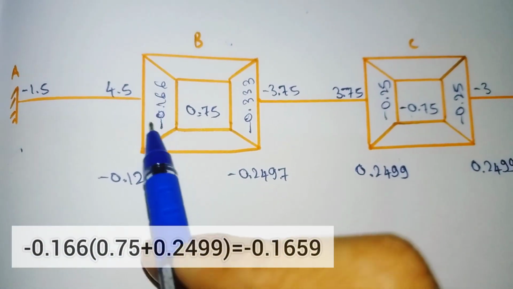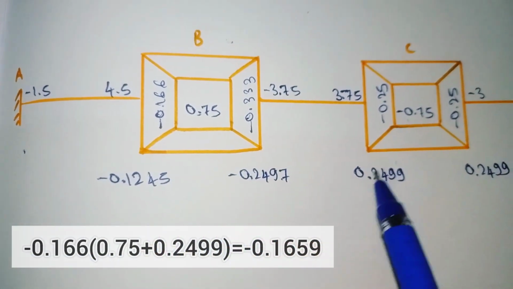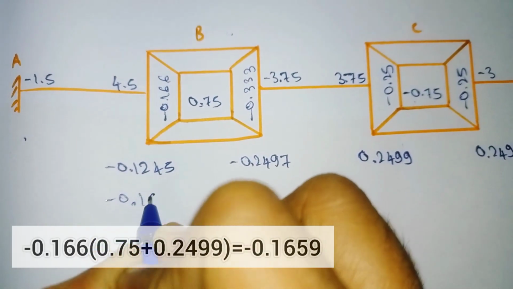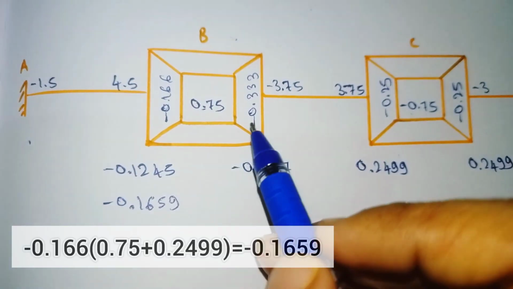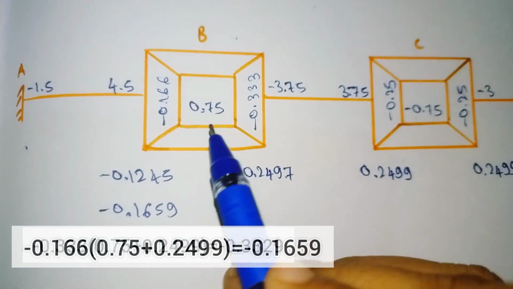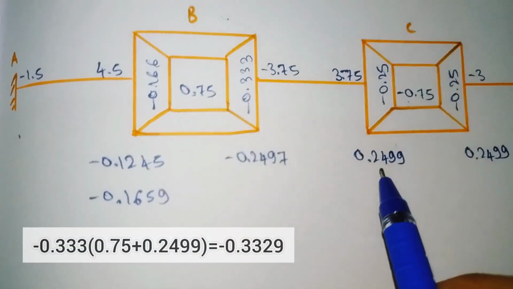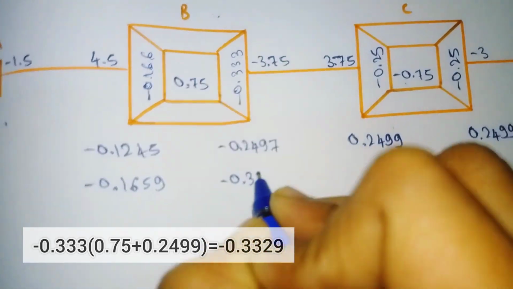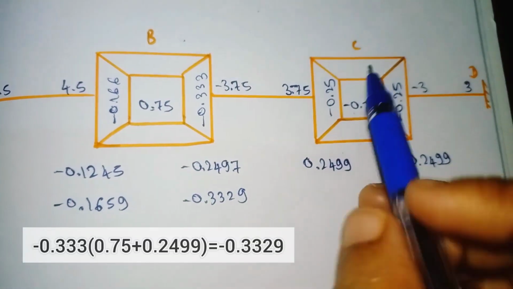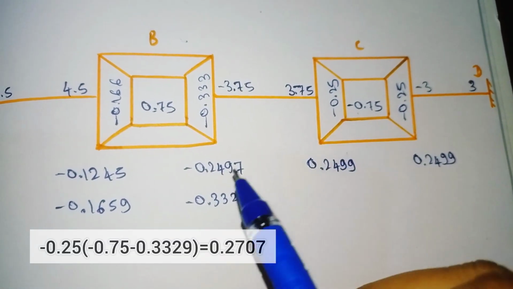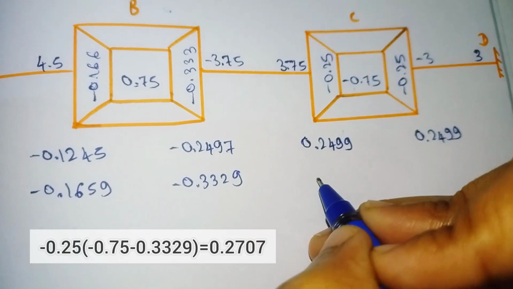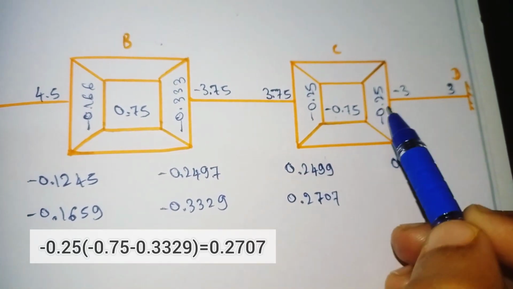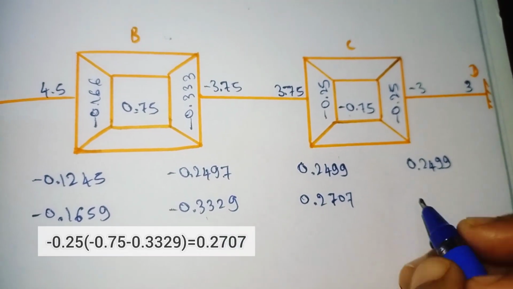So similarly we need to do the second iteration. For that, this value into this value plus this value. If you do, it will come out as minus 0.1659. Similarly for BC, this value into this value plus this value. It will come out as minus 0.3329. For CB, this value into this value plus this value. It will come out as 0.2707. For CD, this value into this value plus this value. It will come out as 0.2707.